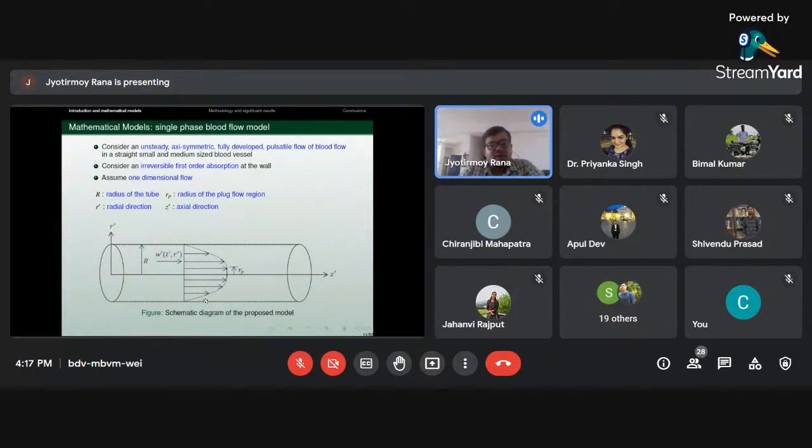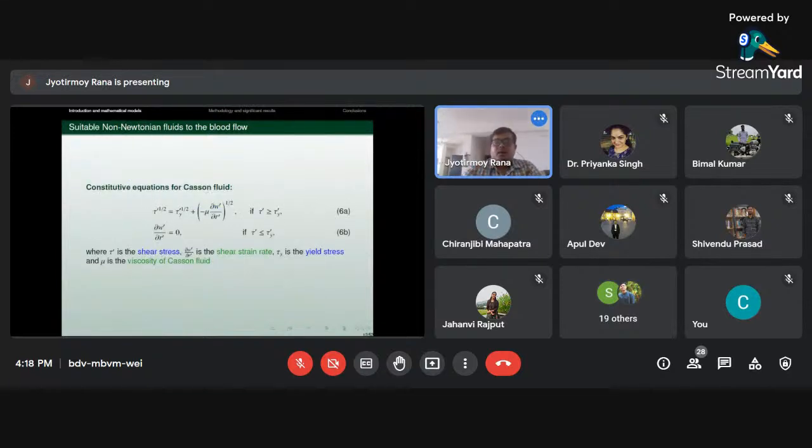This is the schematic diagram of the proposed model, and here we are considering the blood as a non-Newtonian Casson fluid, and the blood vessel as a straight circular cylindrical tube. Here we assume small and medium-sized blood vessels. Also, we assume wall absorption at the tube wall, a one-dimensional flow in the axial direction, and a dilute solution.